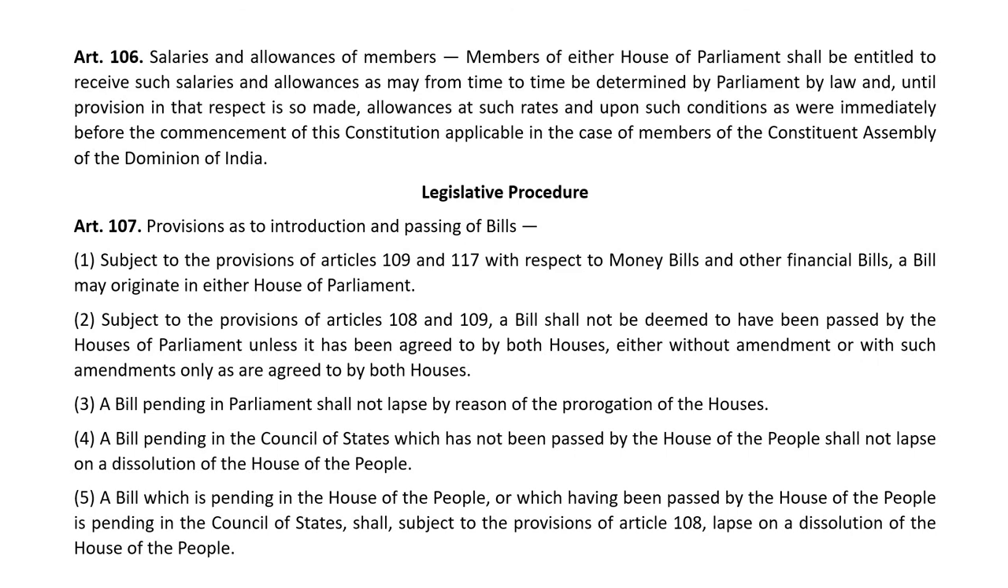Legislative procedure. Article 107, provisions as to introduction and passing of bills. Subject to the provisions of Articles 109 and 117 with respect to money bills and other financial bills, a bill may originate in either House of Parliament. Subject to the provisions of Articles 108 and 109, a bill shall not be deemed to have been passed by the Houses of Parliament unless it has been agreed to by both Houses, either without amendment or with such amendments only as are agreed to by both Houses.